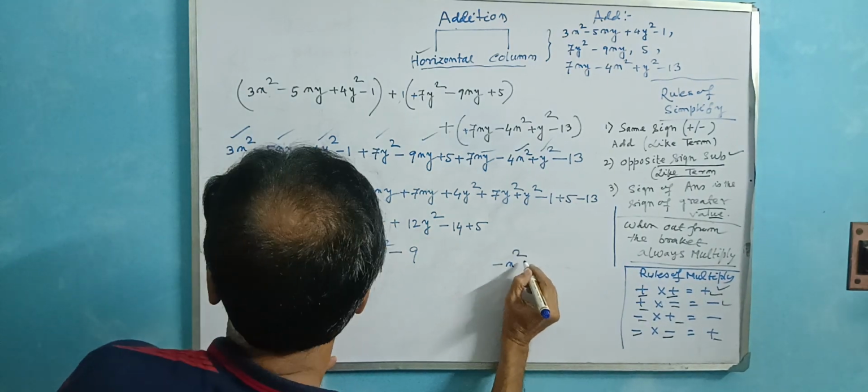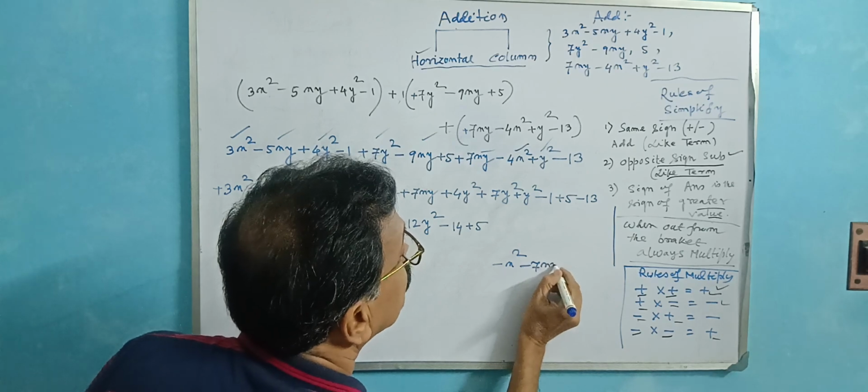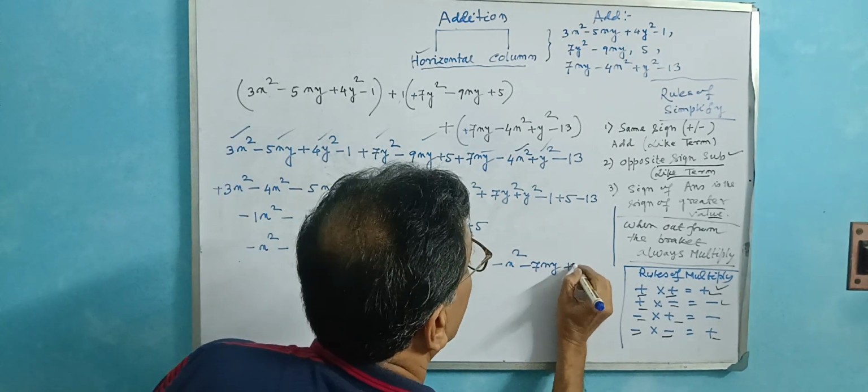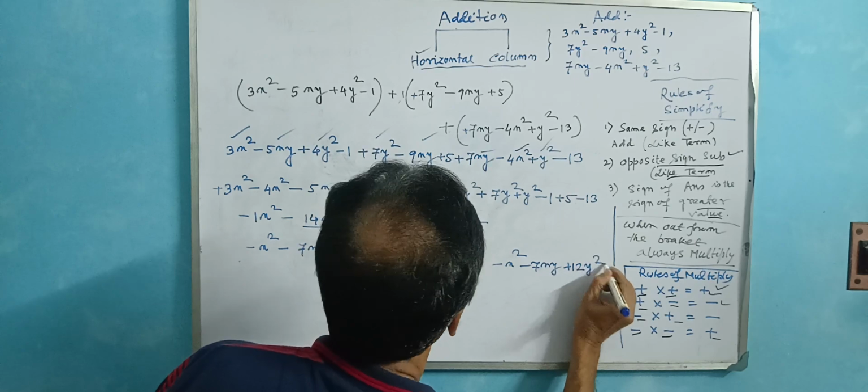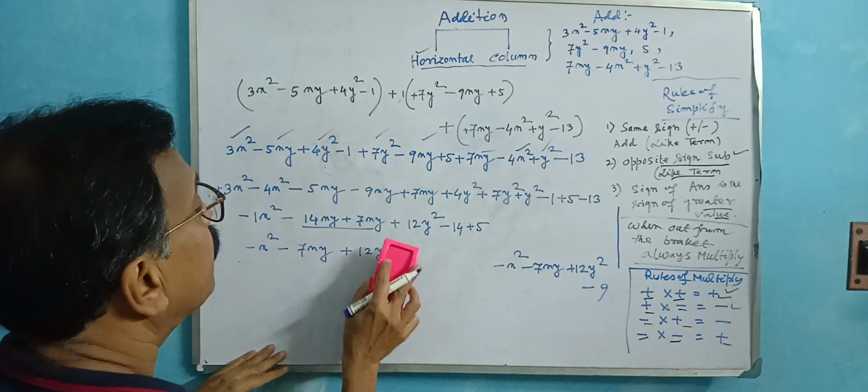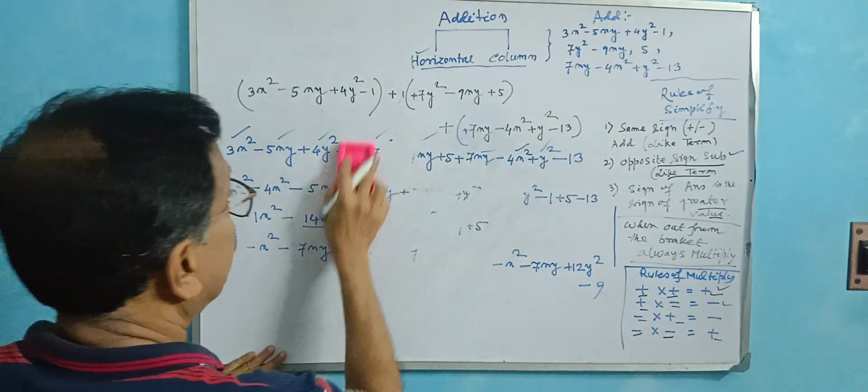Minus x square minus 7xy plus 12y square minus 9. This is the ultimate answer in case of the horizontal process. Now you write.